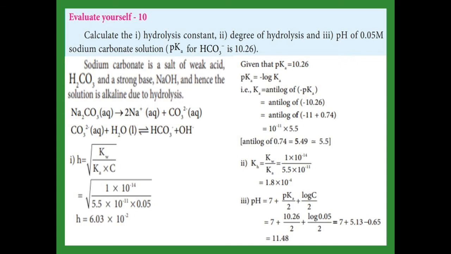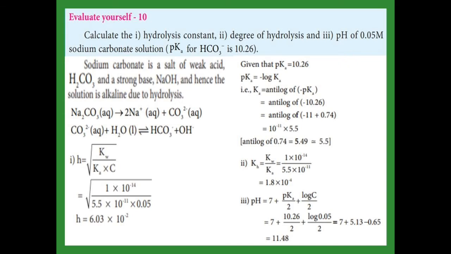Evaluate 10 is also the same as the previous slide. Here also they are asking the hydrolysis constant, degree of hydrolysis and pH value, like the previous slide. What is given is a 0.05 molarity sodium carbonate solution. So 0.05 is the concentration given, and pKa for HCO3 minus is given as 10.26.